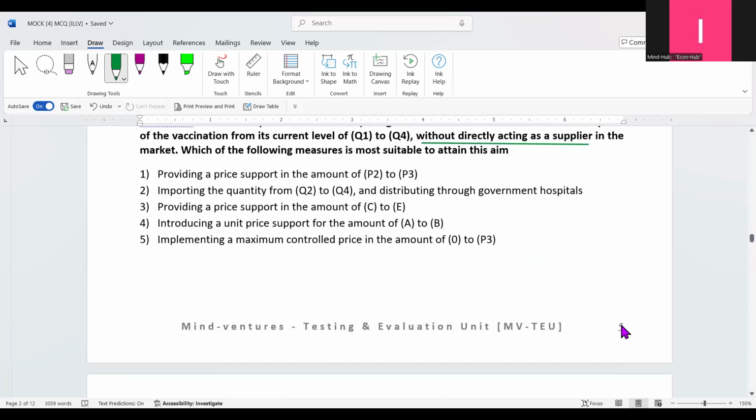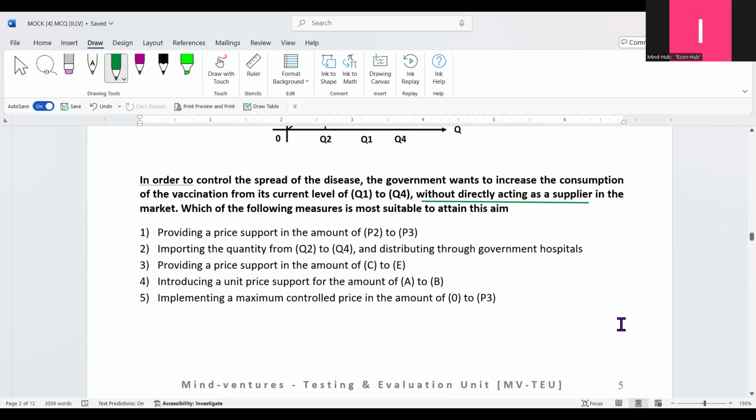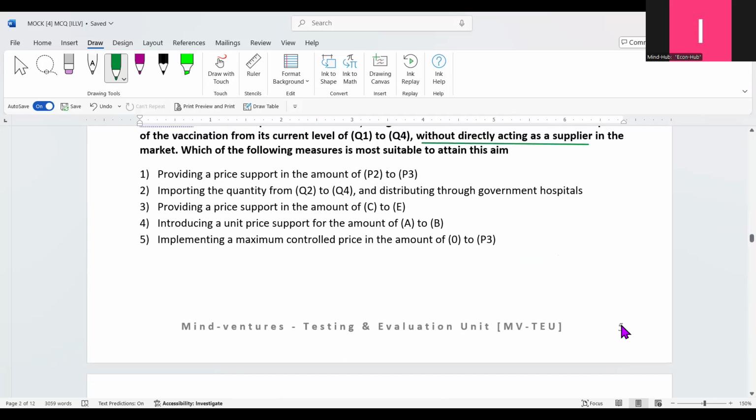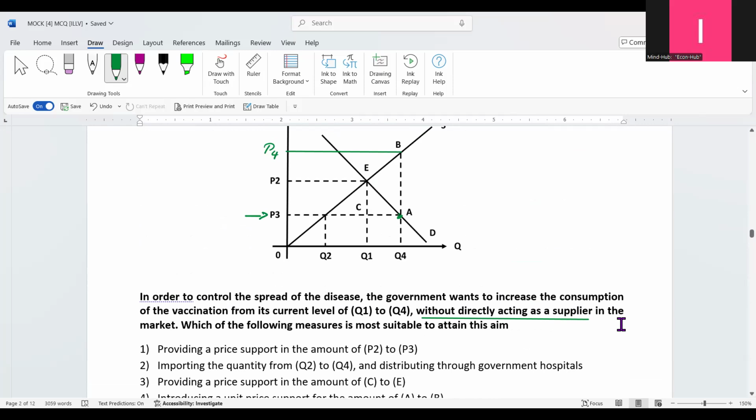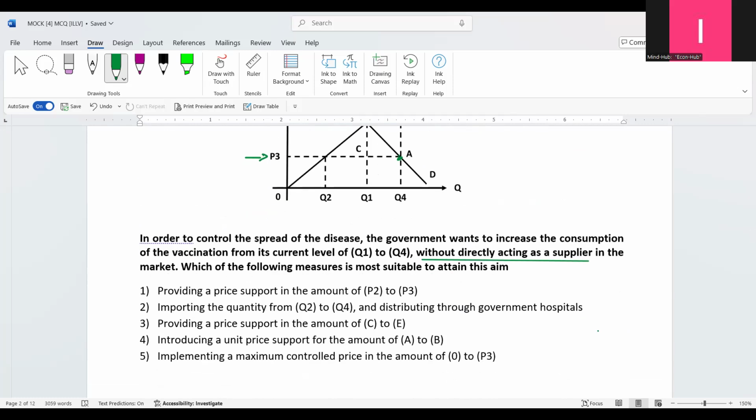That should be correct. Implementing a maximum controlled price in the amount of O to P3. If they implement a maximum control price of O to P3, what will happen is the demand will go up to Q4, but the supply will be at Q2 and there will be a shortage of the vaccine. It will make the problem worse. So correct answer number 4.